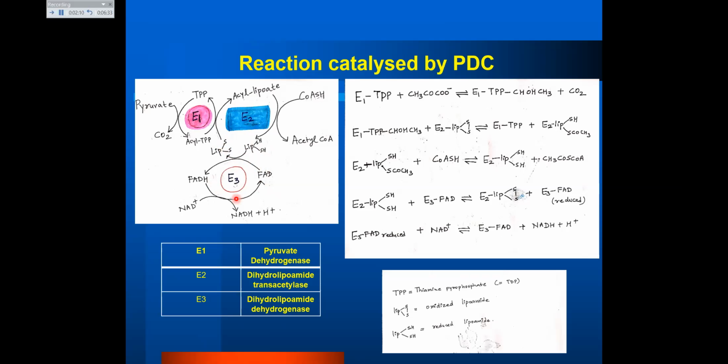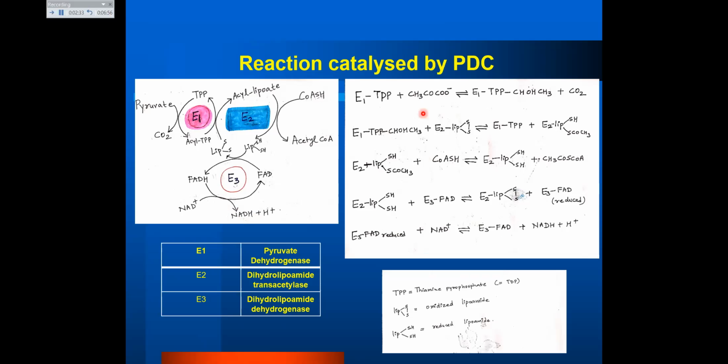The reaction mediated by E3 proceeds via a ping pong type of mechanism, where in the first half of the reaction the oxidation of dihydrolipoamide takes place, and it is then followed by the next half where NAD+ is converted into NADH.